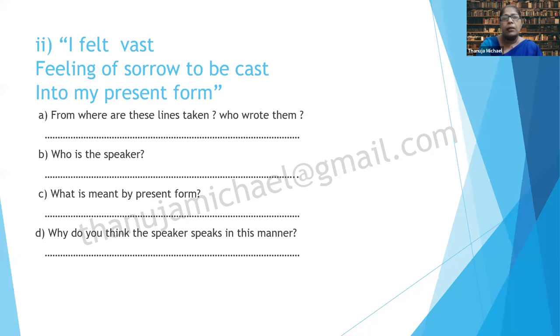Right? Yeah, Miss, can you repeat the question? It's unclear. Okay, why do you think the speaker speaks in this manner? The speaker is the goblet. So why do you think the goblet speaks like this? So the speaker speaks like this because it was transformed. Did it like the transformation? No. Then why do you think the speaker speaks in this manner? Because it is sad, because it is not happy, because it's a painful transformation.